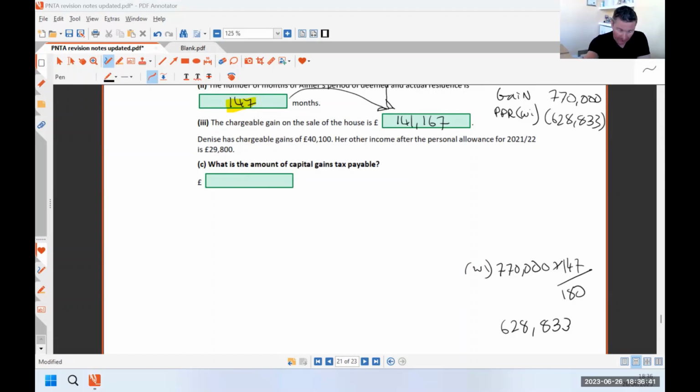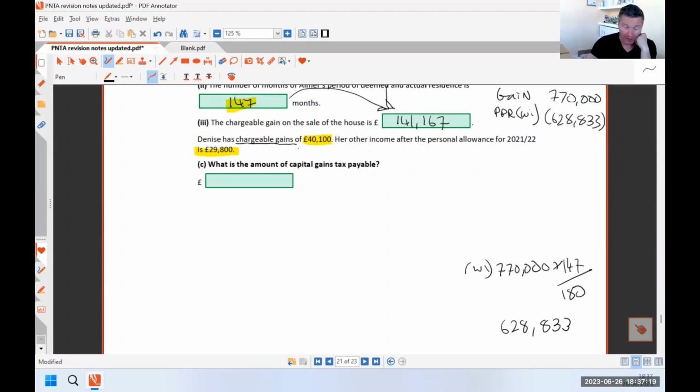Cool. Right. So this one here is, again, a very typical question. We've got a gain of £40,100. It is a chargeable gain, and there is her income of £29,800. So one of the things you need to look out for is this figure here. If it gives you chargeable gains, what does that mean? What do you need to look out for? What do you need to do?